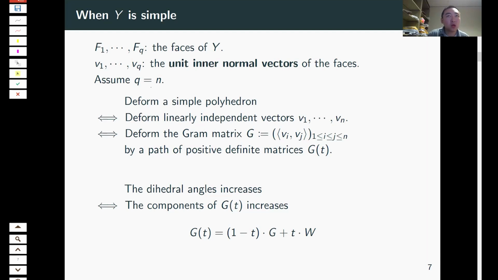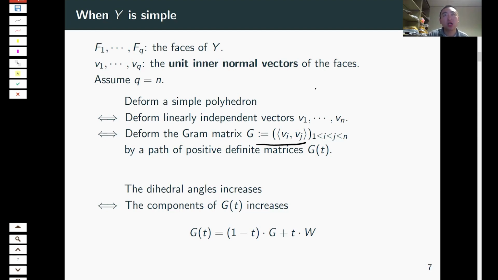And now, to deform the vectors, we need to deform the Gram matrix, where G is the Gram matrix given by the inner products. So of course, if you have the vectors, the Gram matrix is completely determined. But if you have the Gram matrix, then you can use polar decomposition to get back the vectors, only up to a unitary transform. And if you're going to deform it, you have a path of positive definite matrices.